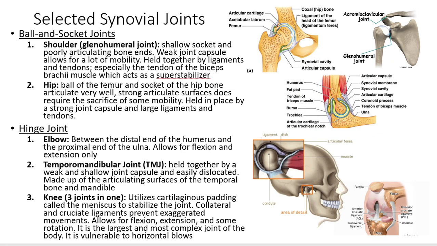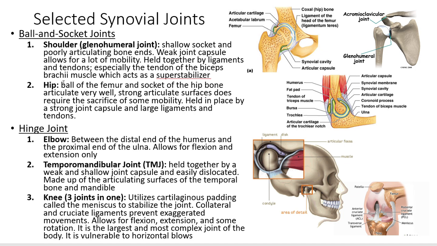So we can actually look at ball and socket joints, like your shoulder, also called your glenohumeral joint, or your hip. Your shoulder and your hip are great examples of ball and socket joints, but they are different. Your shoulder has a shallow socket, really poorly articulating bone ends. They don't fit well together. It has a weak joint capsule, but it does allow for a lot of mobility because of that structure.